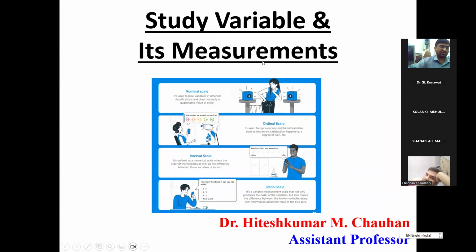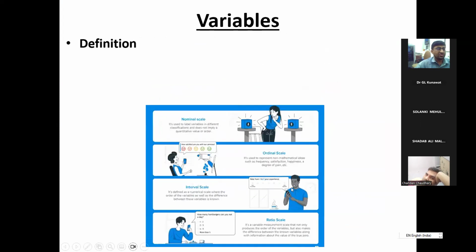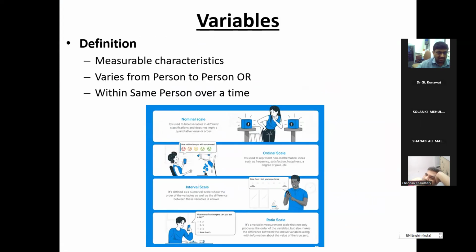Good afternoon, all. Let's see today's topic, the study variable and its measurements. What is a variable? A variable is a measurable characteristic. It can vary from person to person, or it can vary within the same person over a time. For example, you can take blood pressure.